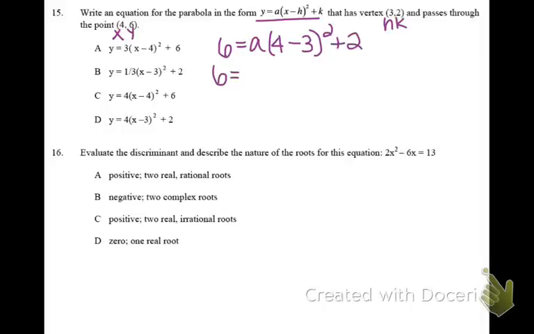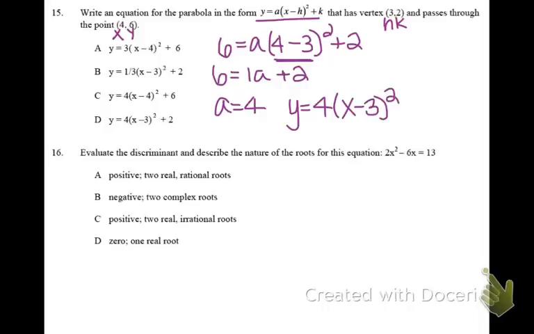Simplify what you have. So 4 minus 3 is 1. 1 squared is 1. So you end up with 1a plus 2. Subtract 2 from both sides and you get a equals 4. So your formula is y equals 4(x minus h) quantity squared, plus k, which was 2. So your answer for this is D.